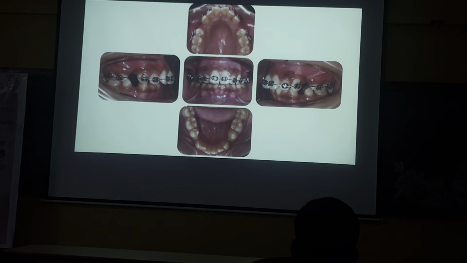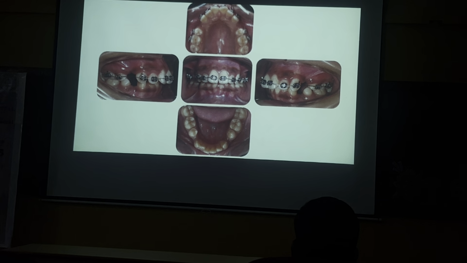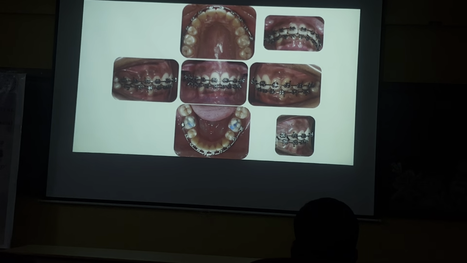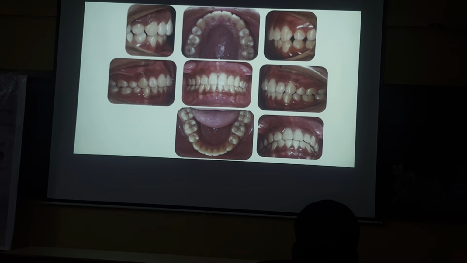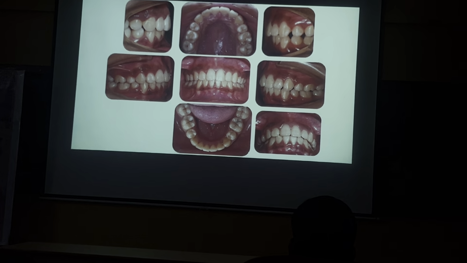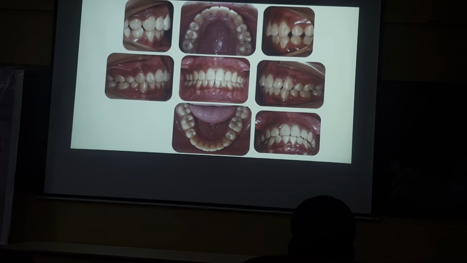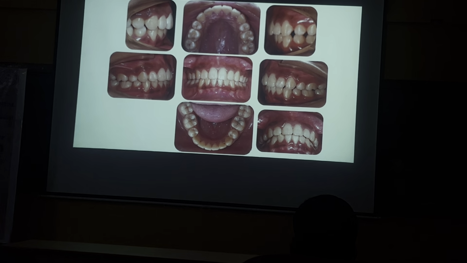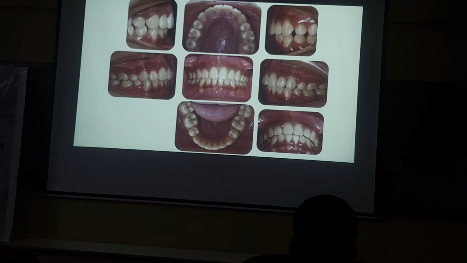We removed the first premolar teeth for the mechanotherapy. Space is closed, appliance is removed. Look at the molar relationship, canine class 1, overjet overbite is established, and see how excellent the interdigitation is in the posterior segment.